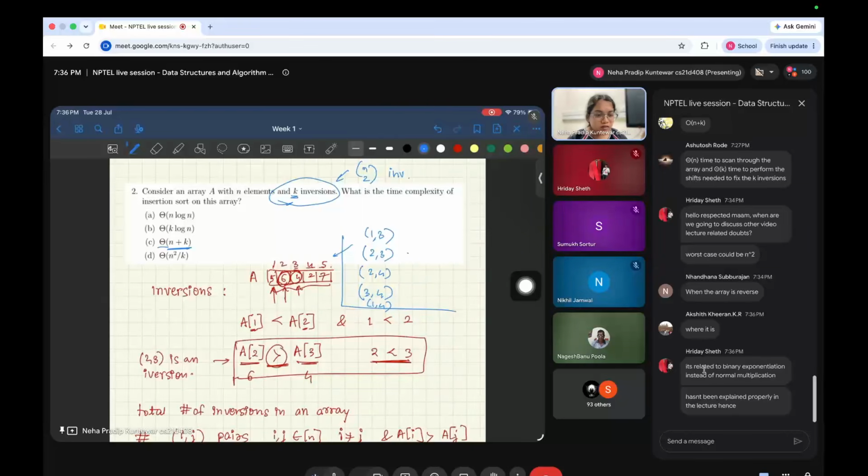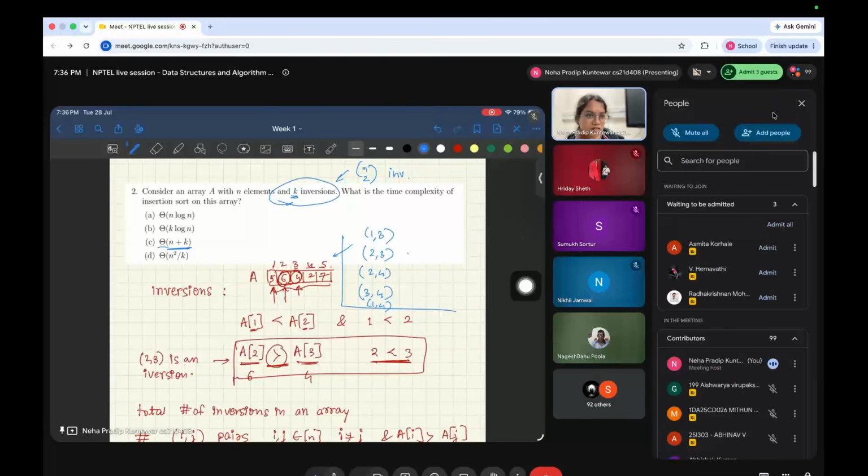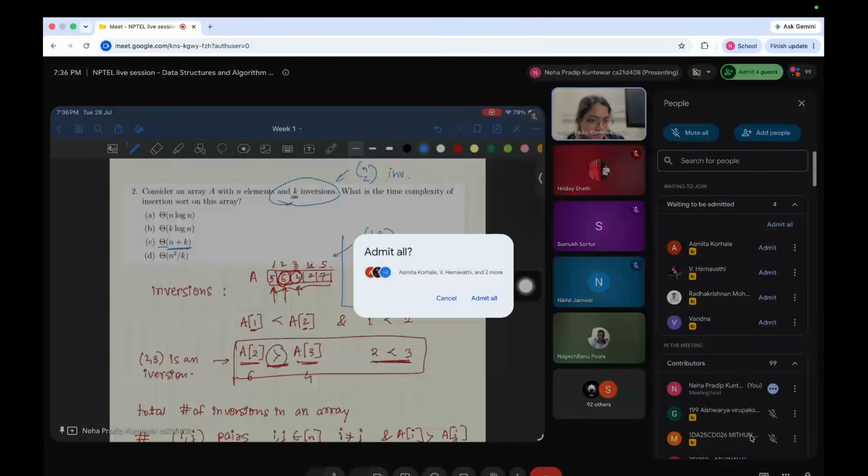Okay, so we will be taking up questions of a similar kind, the binary exponentiation, repeated squaring, in some time. So if it naturally comes up, then you can let me know. We can discuss it. Okay.